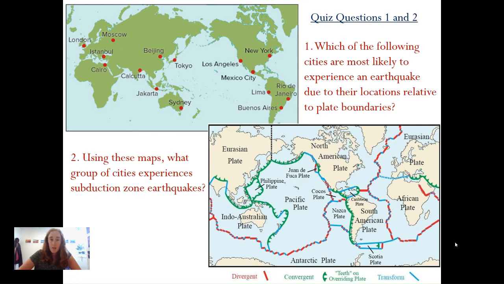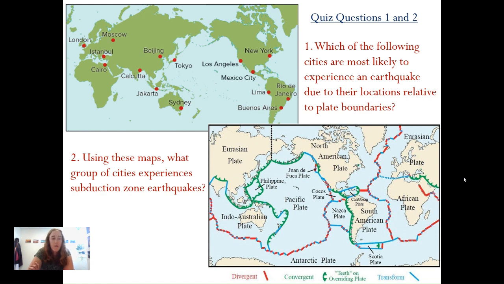So when you're taking this, I'm starting you off with a quiz question. You'll have the quiz open as you're going through this lecture. The first 2 questions are going to be using these 2 maps here. The first question is using this map on the top left and the map on the bottom right. Which of the following cities, you have to check the boxes, would be likely to experience an earthquake due to their location relative to a plate boundary? So you need to match up these 2 maps to see where plate boundaries overlap with cities for your first question.